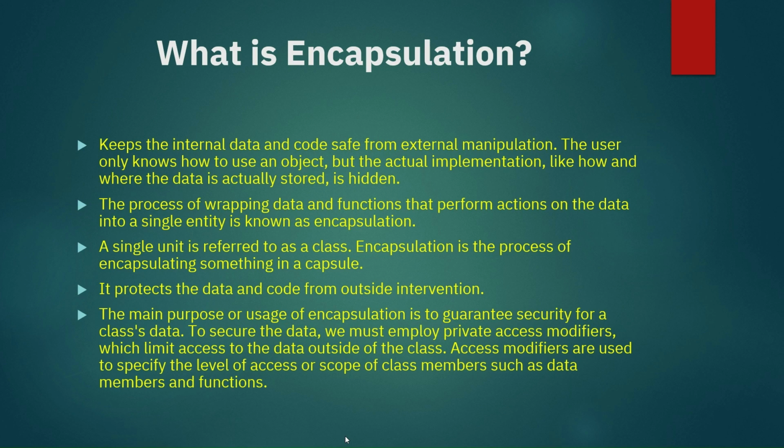Encapsulation is the process of encapsulating something in a capsule, as we have seen in the picture. It protects the data and the code from outside intervention. The main purpose of encapsulation is to guarantee security for a class's data. To secure the data, we must employ the private access modifier, which limits access to the data outside of the class. So we make our class data members private or protected, and we can limit direct access from outside of the class.